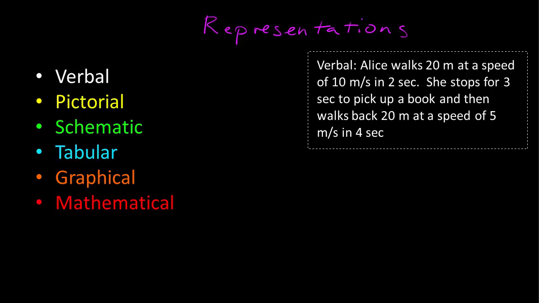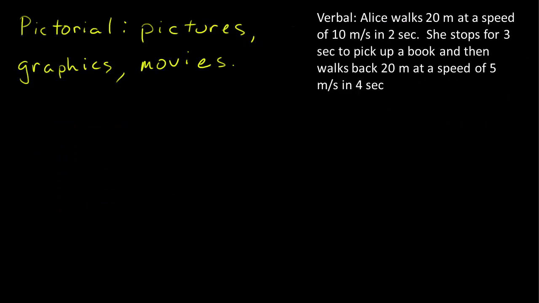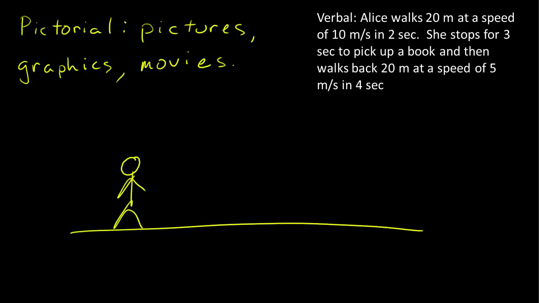The next step will be a pictorial representation. A pictorial representation could be a picture, a drawing, graphics, or even a movie. So for a pictorial representation of this, I'll draw a picture. I have Alice, who's a person, who's walking along. 20 meters away is a book.